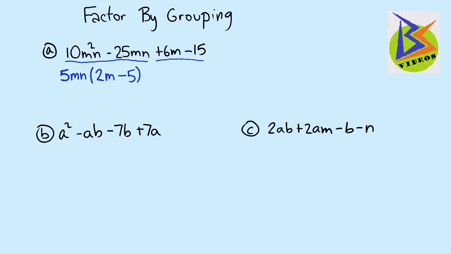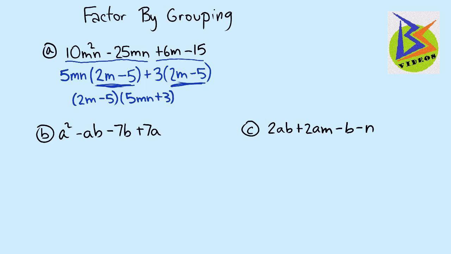All right, in this second group, we see that we have a positive 3 that we're going to pull out. So we're left with 2m minus 5. Now here's the thing that differs from other ones: we now have a common factor of 2m minus 5. So we're actually able to pull out that common factor as well, 2m minus 5. And what we're left with is 5mn plus 3.